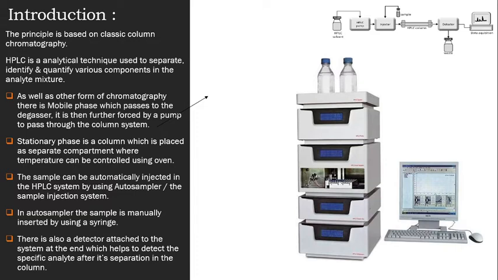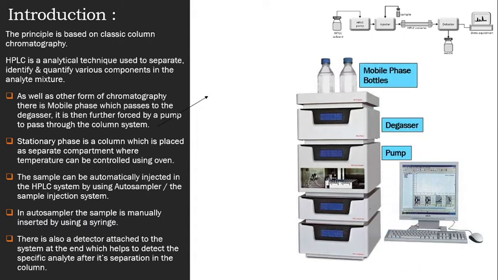So let's start. First, we'll come to the instrumentation part. The principle of HPLC is based on classic column chromatography. HPLC is an analytical technique used to separate, identify, and quantify various components in the analyte mixture. As in other forms of chromatography, there is a mobile phase which passes the degasser. It is then forced by a pump to pass through the column system.